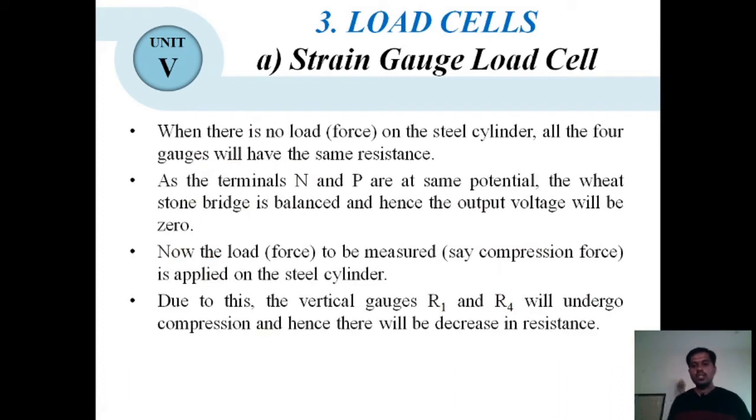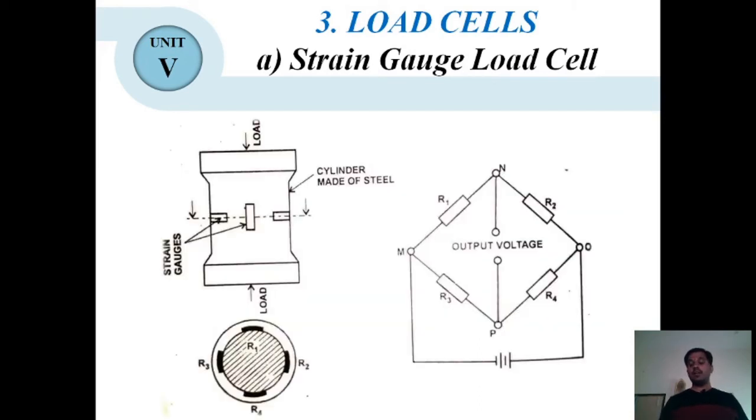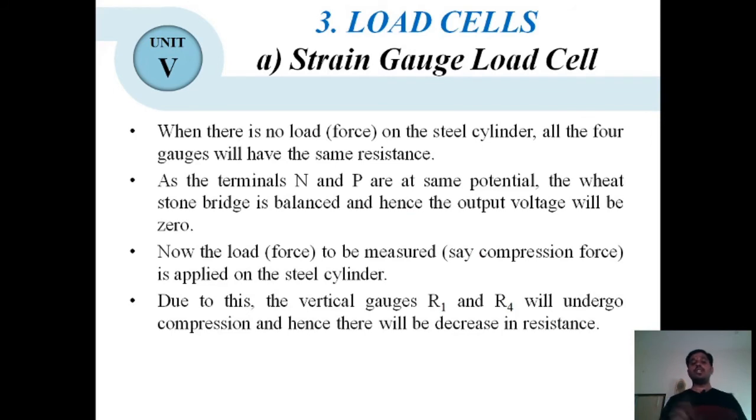When there is no load on the steel, all four gauges will have the same resistance. For example, at the initial conditions, we are not applying any force on the steel cylinder. Since we are not applying any force, there will be no change in the resistance of the strain gauges. That means the galvanometer, which is placed between the terminals N and P, will show 0. As the terminals N and P are at the same potential, the Wheatstone bridge is balanced and the output voltage will be 0.